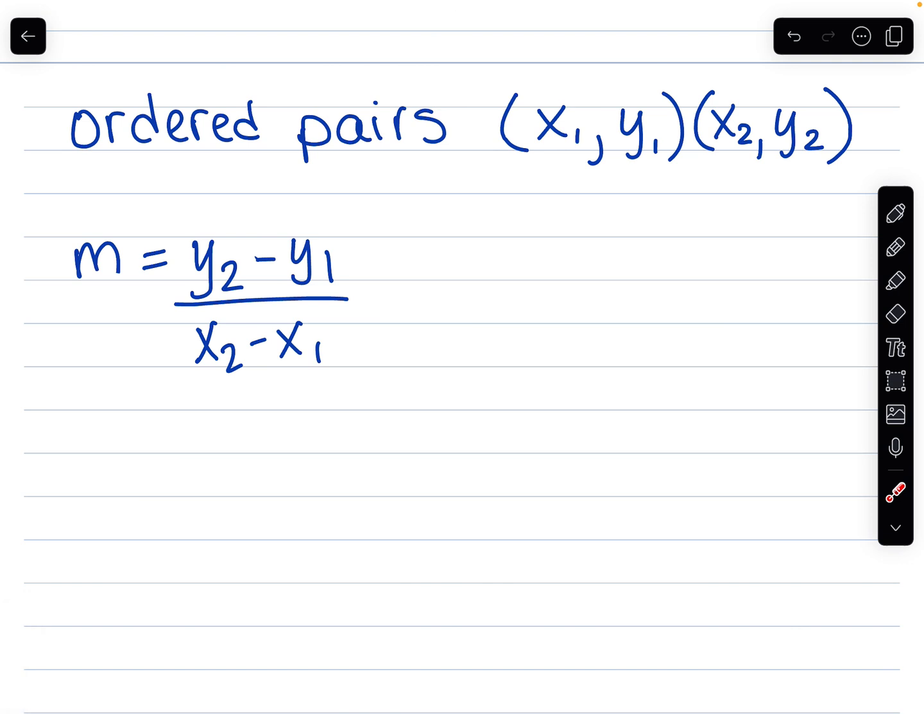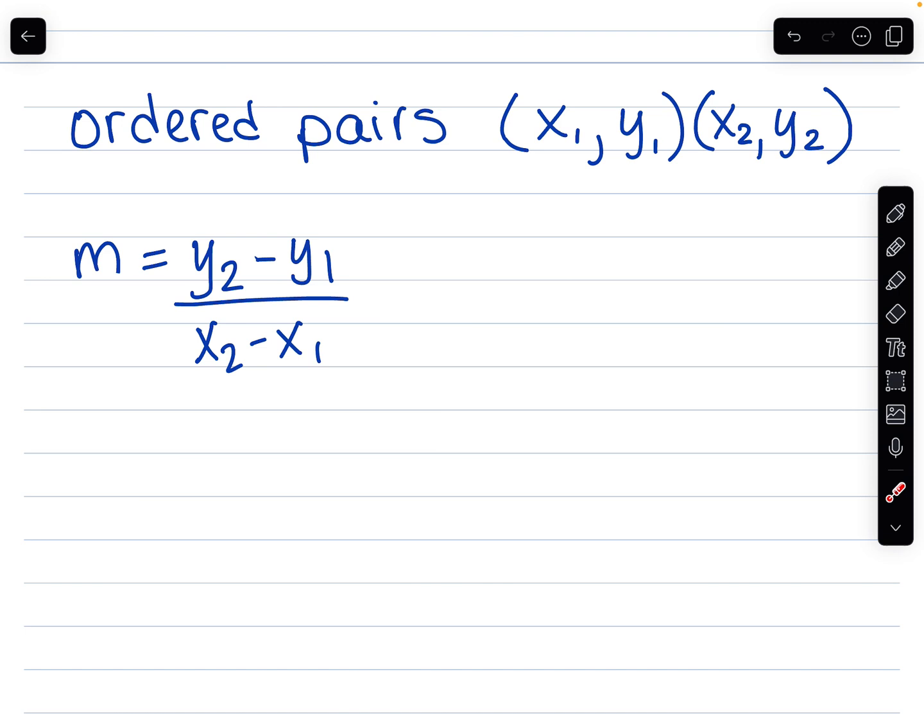Why did I put M equals Y2 minus Y1 over X2 minus X1? What does M represent? Slope. M is always the variable that we use for slope. Now, we're kind of getting an introduction to that. When we come back from fall break, we'll move on and talk about how to write equations in slope-intercept form, so on and so forth. But today, we're just talking about specifically how to solve when we have two ordered pairs.